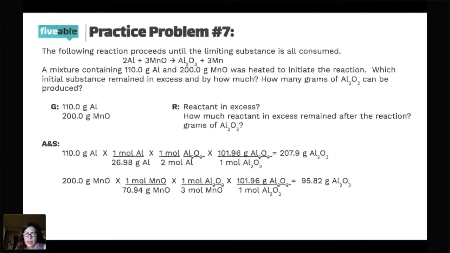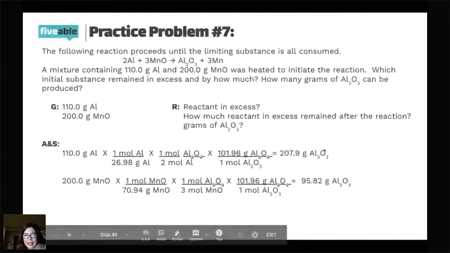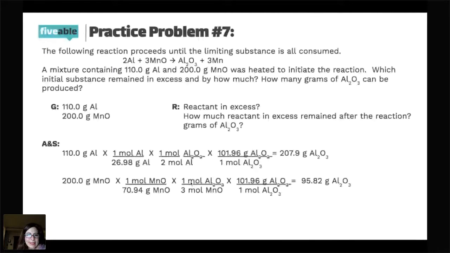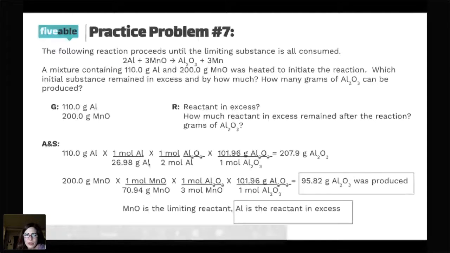Okay. So once we decided that this is the best answer, this is not our answer. We're going to ignore this answer. And now we can classify our reactants as the limiting and as the excess. So in here, we can conclude that this was produced, and we can identify the limiting and the reactant in the excess.